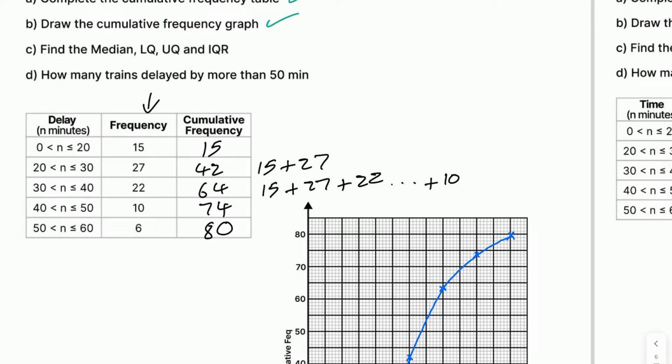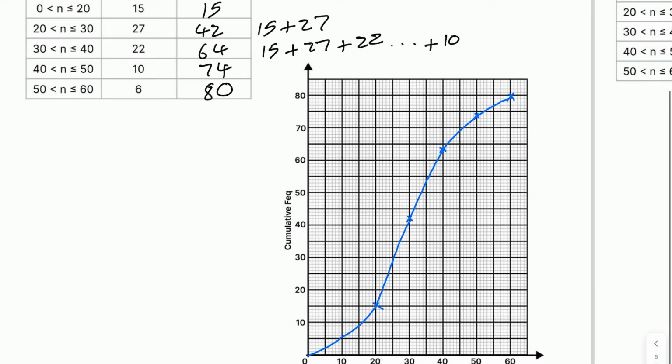Now it says find the median, lower quartile, upper quartile, and interquartile range. Okay, so we are going to start off with the median. Now, we know in total there are 80 trains. Okay, so looking at this frequency axis, the y-axis, there's 80 trains altogether, the question told us. So the median is half of the cumulative frequency, so that is going to be 40. Okay, so we're now going to find the median. So I'll write that here. So I'm going to draw a line across from 40.